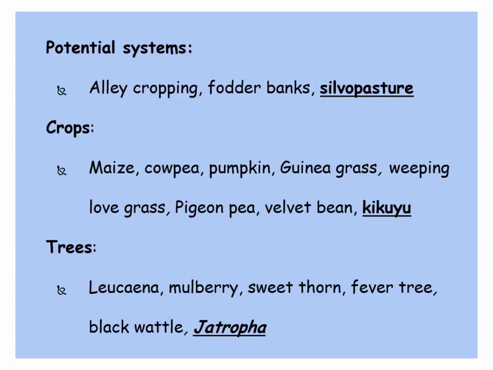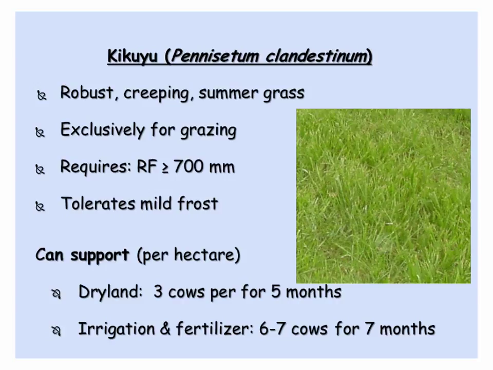What I'm going to talk about is the silvopastoral system of Kikuyu and Jatropha, which was the biggest component of the project. Kikuyu is a creeping perennial grass that comes to life in the summer. It is very good for supporting livestock under dryland and irrigated conditions, it can tolerate marginal conditions, and it is widely used.